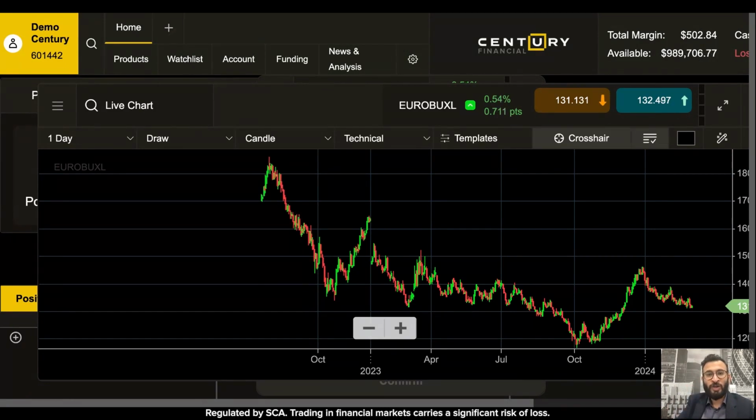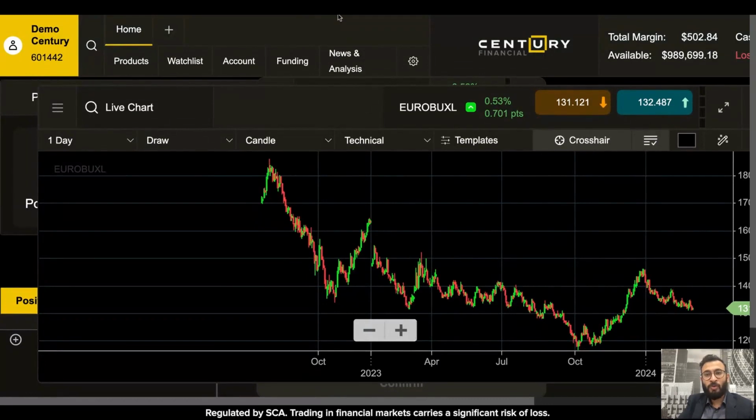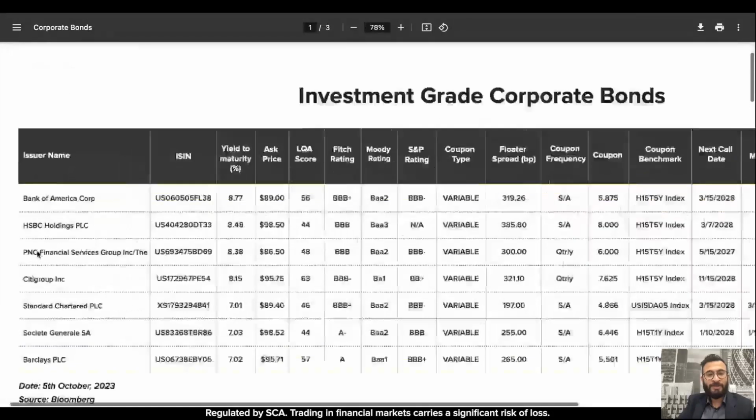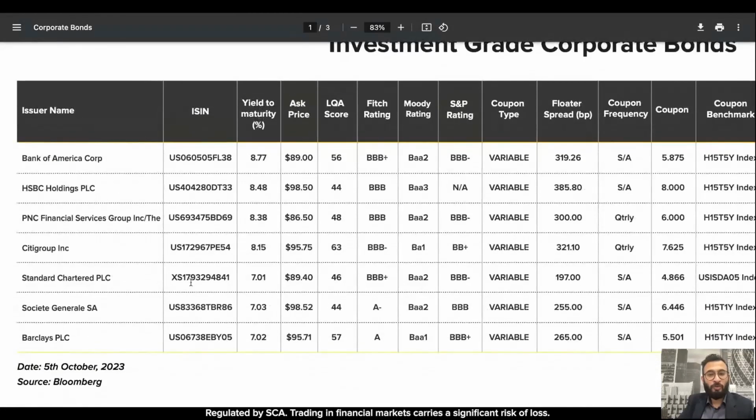Since we are talking about how we invest into Euro Buxel as a strategy, you can also buy US government bonds, which are giving you a decent amount of yield at the moment. And also, something I have shared with a lot of people in the past, a corporate bonds portfolio as well. As I said, US government bonds give you around 4 to 5%. Then there are a lot of corporate bonds whose yield to maturity could be around 7% or 8% as well. These are issued by companies like HSBC, Citigroup, SocGen, Barclays, Bank of America.